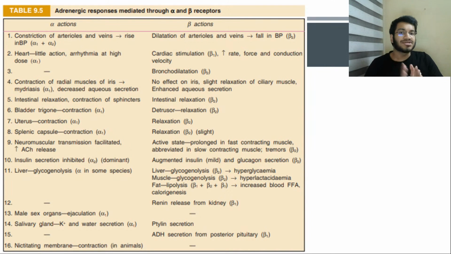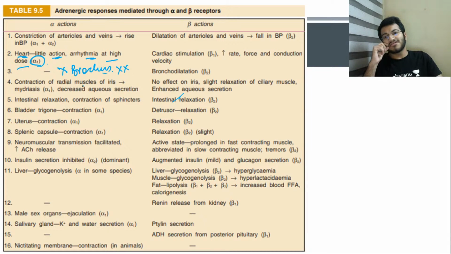Now let's discuss the actions of alpha and beta, right? So alpha constricts the arterioles and veins, and thus it causes a rise in BP, both alpha 1 and alpha 2, right? On the heart, there is little action, and arrhythmia can take place at higher doses of alpha agonist drugs, right? Alpha receptors are not present on bronchus, so as such there will be no bronchodilation or constriction or any action. They also cause contraction of the radial muscles of the iris, which causes mydriasis, and thus decreased aqueous secretion.